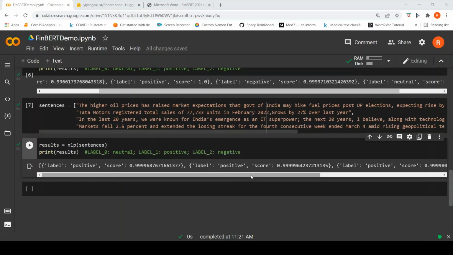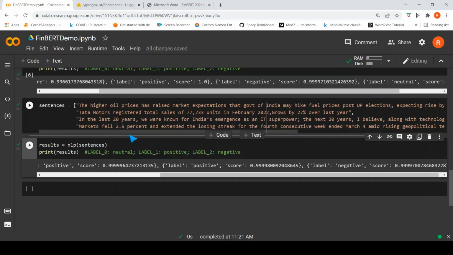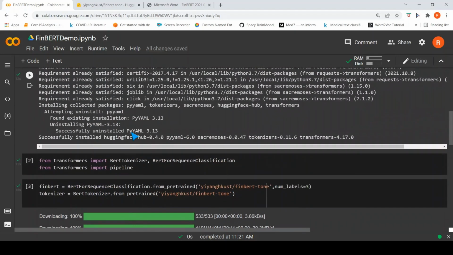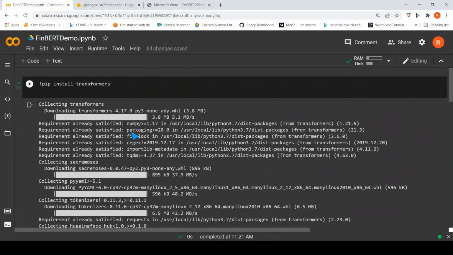The third sentence is also positive, and it is also predicted as positive. And the last sentence is actually negative and it is also predicted as negative. So FinBERT-based embeddings for sentiment classification over here have done a really good job. This is how you can use the FinBERT model to perform financial sentiment classification using the Hugging Face transformers.